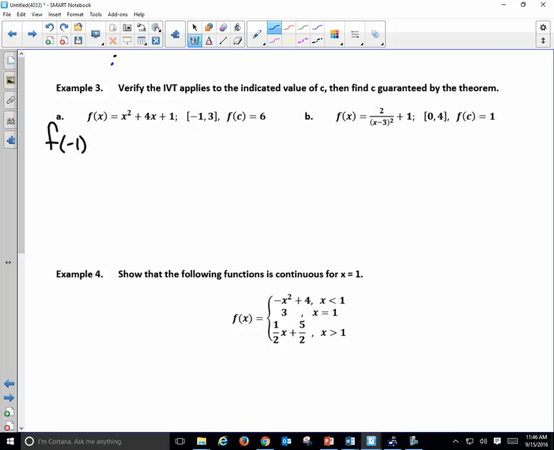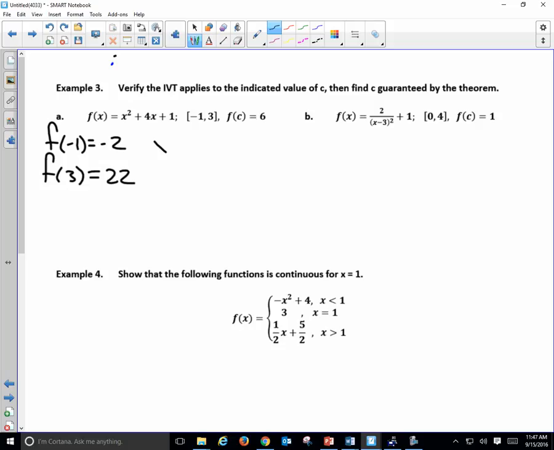Let's try f of -1. If we plug in -1, we get -1 squared is 1, minus 4 is -3, plus 1 is -2. If you try f of 3, we get 9 plus 12 is 21, plus 1 is 22. So is there a spot at which the output is equal to 6? Why? Because it's below 6 and above 6. If this was, instead of a negative 2, if it was a positive 2, would it still be true? Yeah, it doesn't matter that it crosses over from negative to positive so much as it crosses over 6.